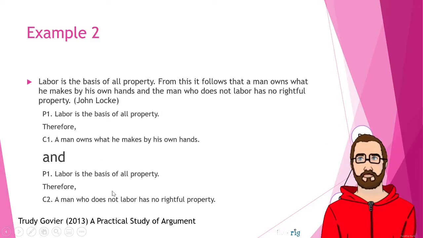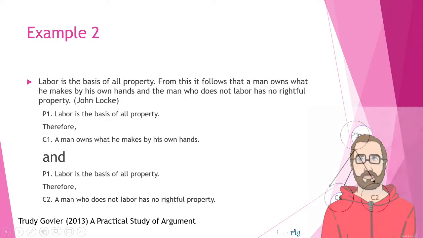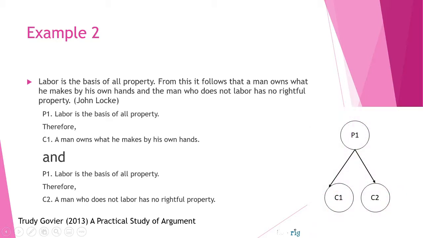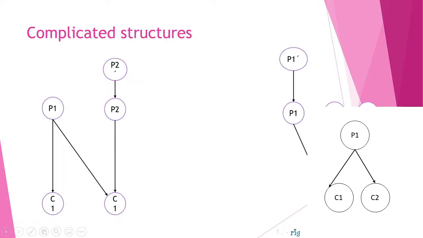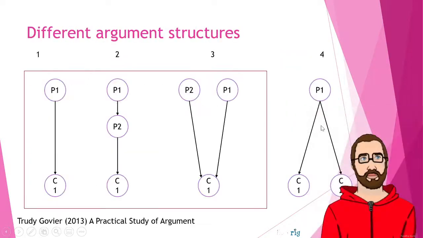And here, this is also from Trudy Govier's book, and this is from John Locke. Labor is the basis of all property. From this it follows that a man owns what he makes by his own hands, and the man who does not labor has no rightful property. And here at the right side is the argumentation structure. This is totally the same as what I mentioned here. This is the four.